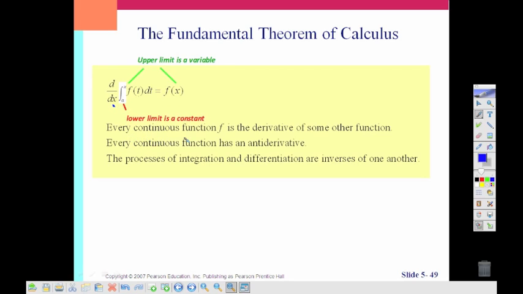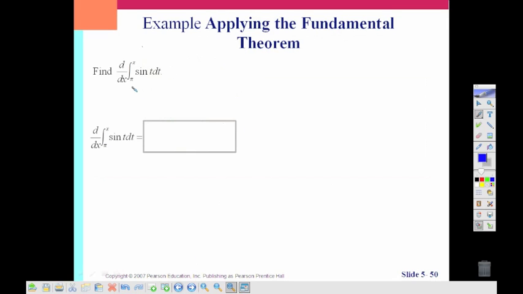What's important here is that if we have a continuous function, we know that it must be the derivative of another function, which means it has an antiderivative. So every continuous function has an antiderivative. It also tells us that integration and differentiation are inverses of one another. We're going back and forth between those two things.